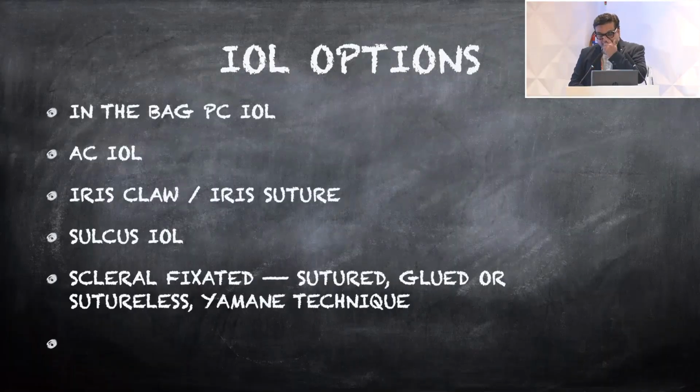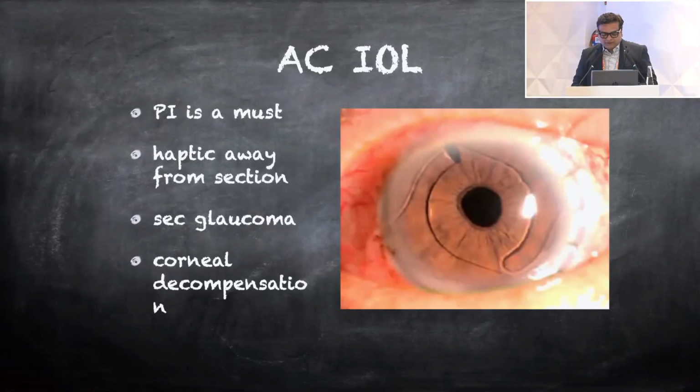So this is about the dropped nucleus and aphakia management. When you have dropped IOLs, we have many options, looking at the support of the bag, what stage, and where you want to put the lens. We could even place the lens in the bag if the PCR is very small, and you can also think of ACIOL, which we rarely use nowadays. Iris claw, iris suture lenses, sulcus fixated IOL, scleral fixated. There are various types of scleral fixated IOL. People have started advocating sutured, glued, sutureless, Yamane techniques. All these are the options.